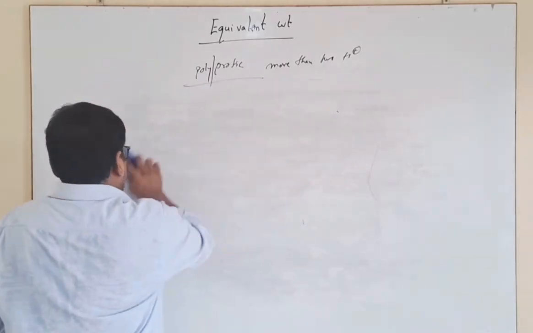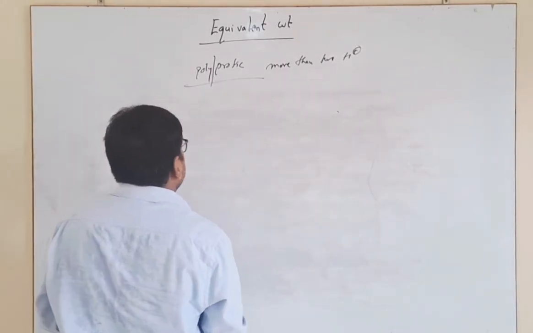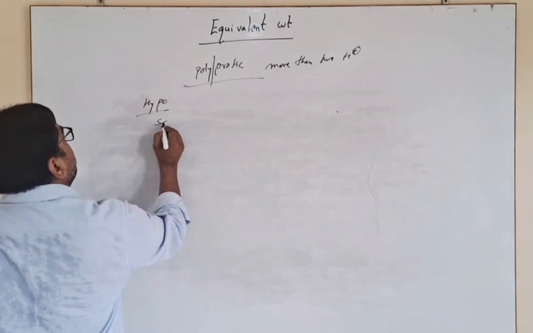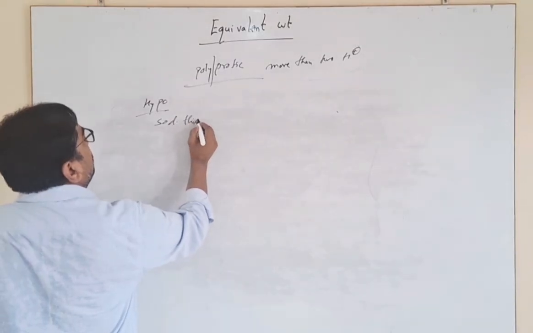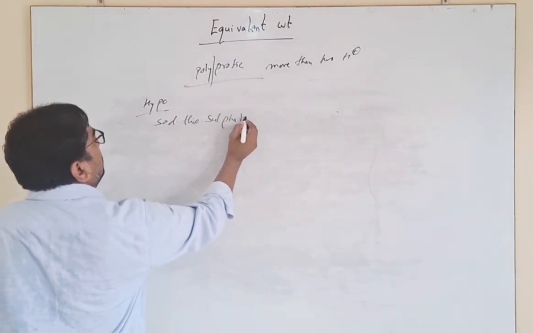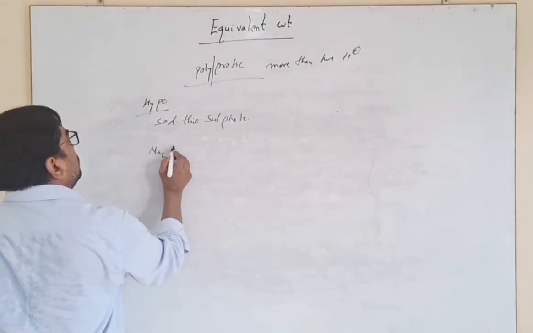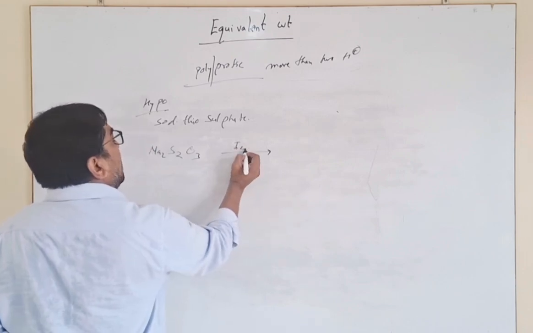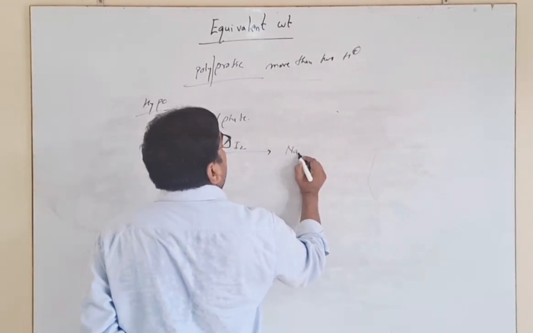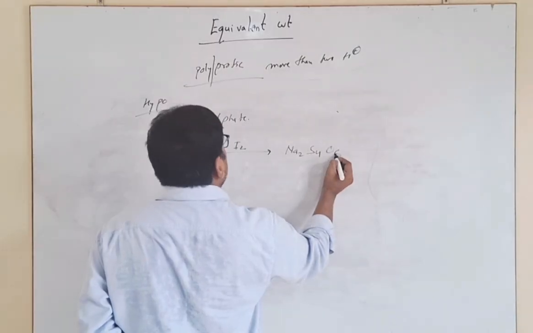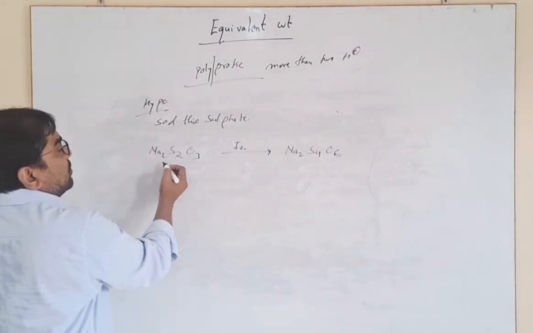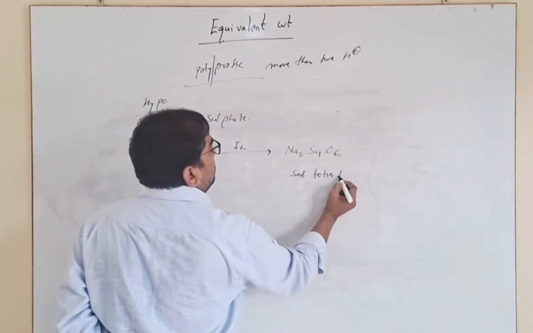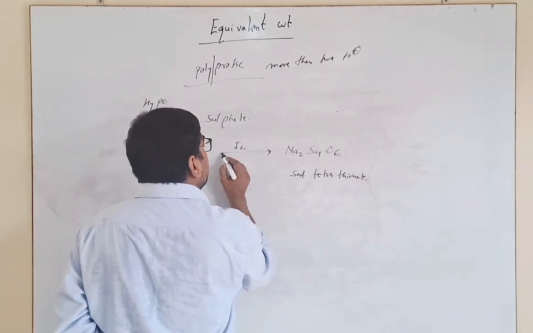Now, take one chemical equation. Hypo, commonly called hypo, and its chemical name is sodium thiosulfate. This is Na2S2O3, which when it reacts with iodine converts into Na2S4O6. This hypo, sodium thiosulfate, converts into sodium tetrathionate when it reacts with iodine.